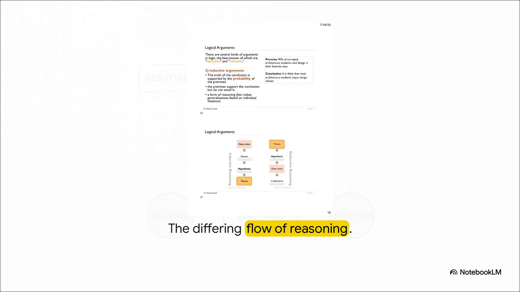Let's trace that visual path. Notice the differing flow of reasoning here. On the left, inductive reasoning moves upward. You go from a specific observation up to a pattern, to a hypothesis, and finally all the way up to a general theory. Conversely, deductive reasoning on the right moves downward. You start with an established theory, move down to a hypothesis, make an observation, and end with concrete confirmation. The Toulmin framework helps us navigate these pathways safely, ensuring we don't just jump to conclusions without the requisite backing.